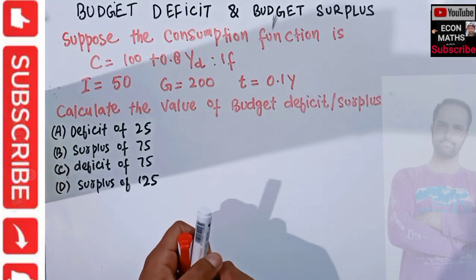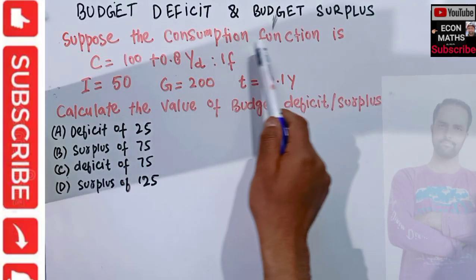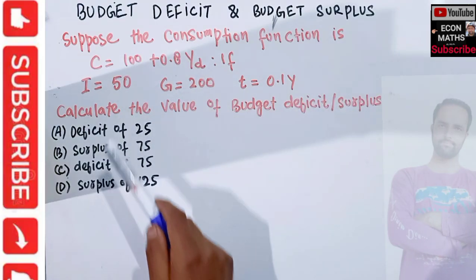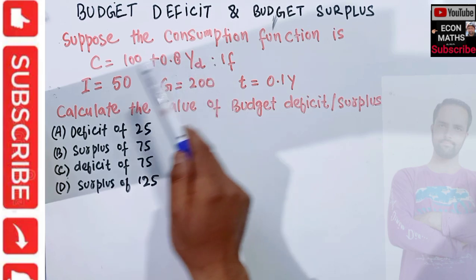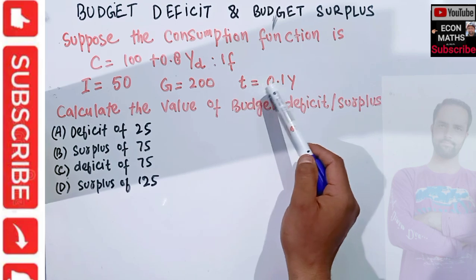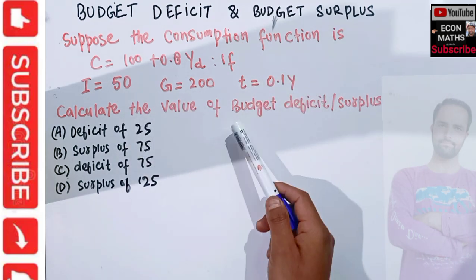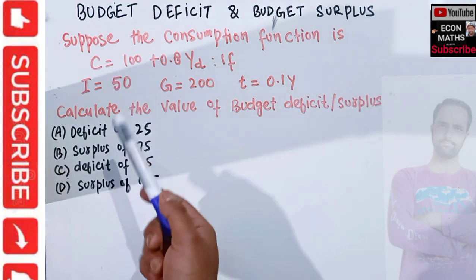In this video we will solve a numerical problem on budget deficit and surplus. The question is, suppose the consumption function is C = 100 + 0.8 Yd. C denotes the consumption, Yd is the disposable income. If investment is 50, government spending is 200 and the tax rate is 0.1 of income, we have to calculate the value of budget deficit or surplus. We need to find out which of the options is correct.